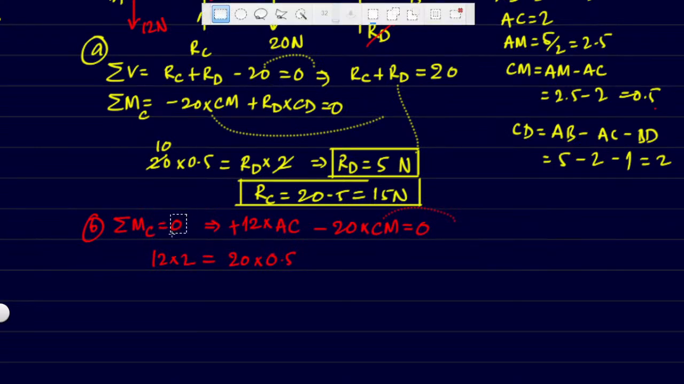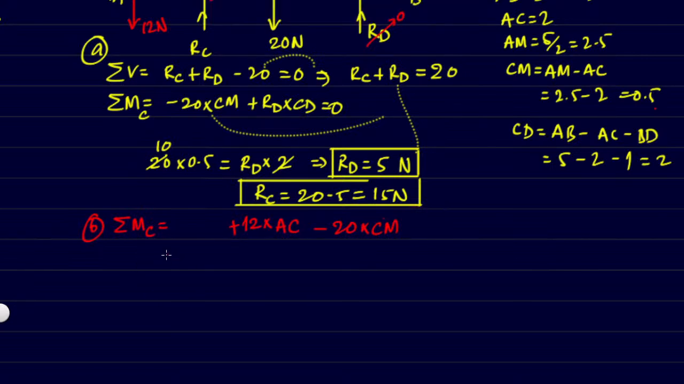So what we have to do is find the value of sigma m. You should not equate it to 0. We should find the value of sigma m. If sigma m is positive or negative, depending on that we can decide which side it is tilting. So let's substitute here.